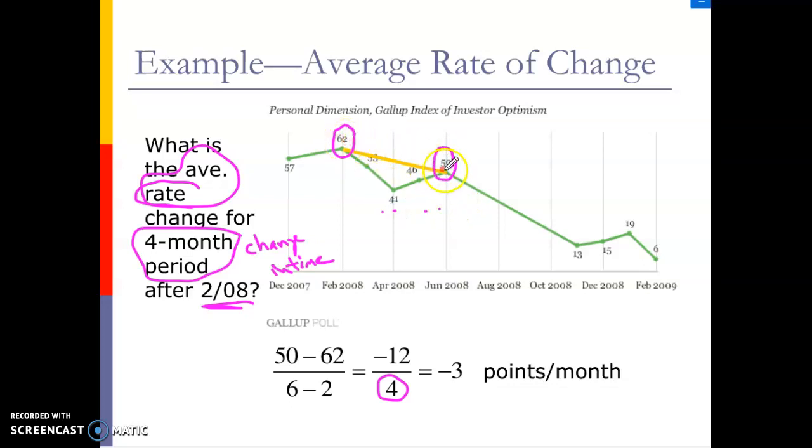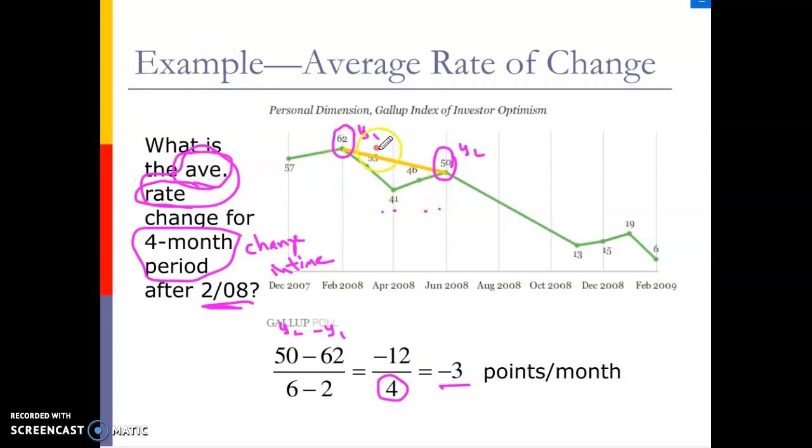We're going to use these two y values. 62 is the starting y value, y1, and this will be y2. That's why you're seeing this 50 minus 62, because it's y2 minus y1. Crunching that out, we get a decrease on average of 3 points per month. Does that mean we actually had a decrease of 3 points for a month period? No, that just means on average. That's the key thing. When we're playing with these things, it's on average.